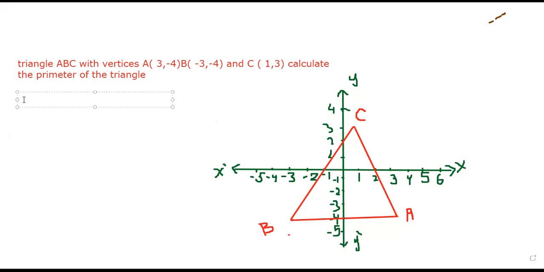We have to find the length of AC, right? And then you will find the length of BA or AB. And then you will find the length of BC. Do you have any side here that we can find by counting? Which side can we find by counting?